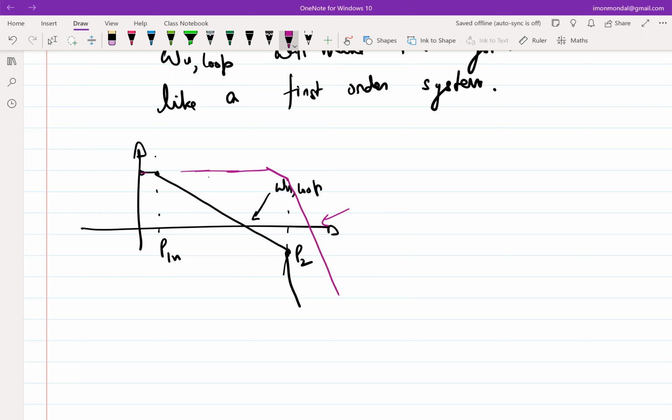So maybe your omega u loop would have been here, but just because you want to stabilize the system, you wanted to push P1 to lower frequency, you ended up getting a smaller omega u loop, but your system can still be stable, right? If you have to choose between an unstable system and a slower system, you would rather choose a stable system which is slower, right? Than a very fast system which is unstable.